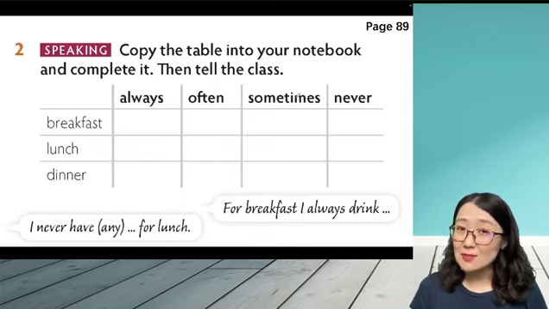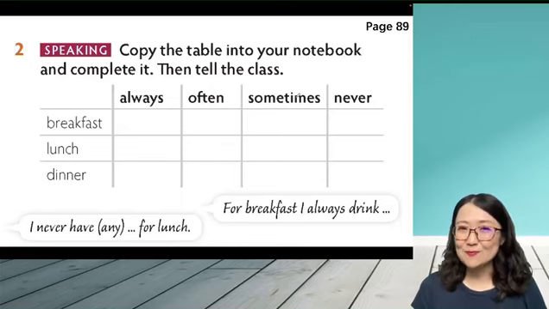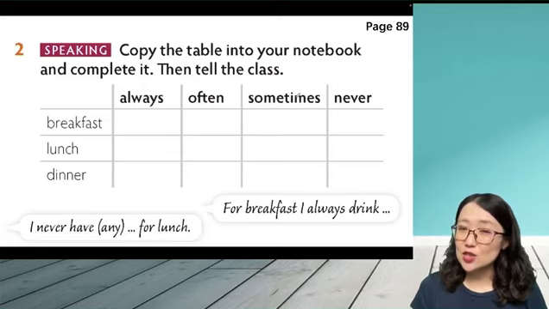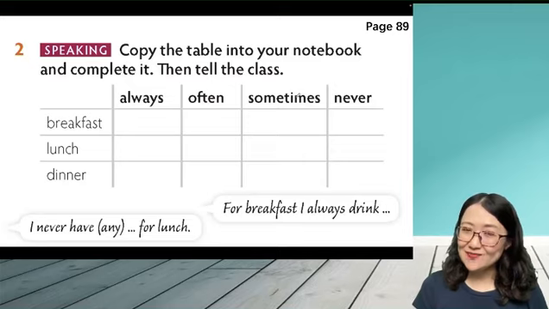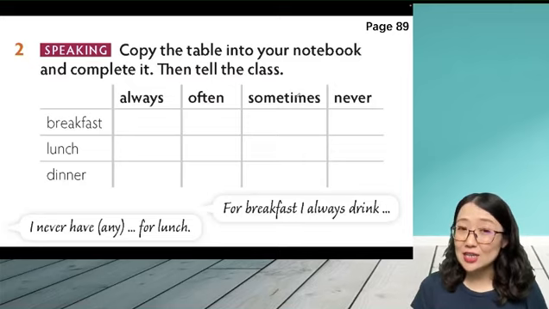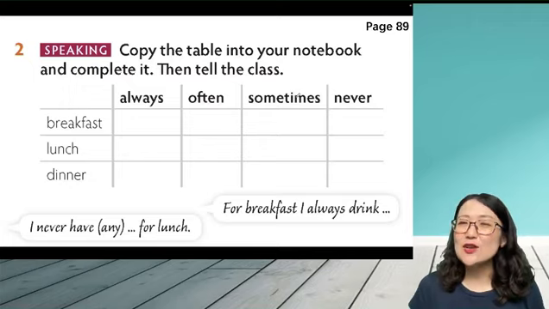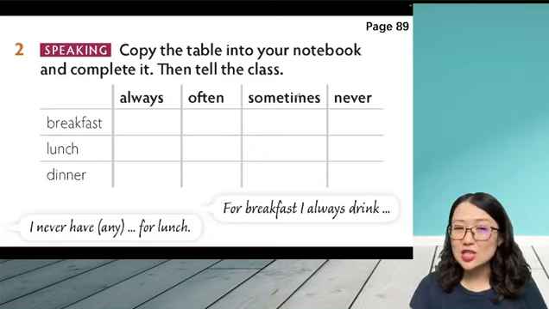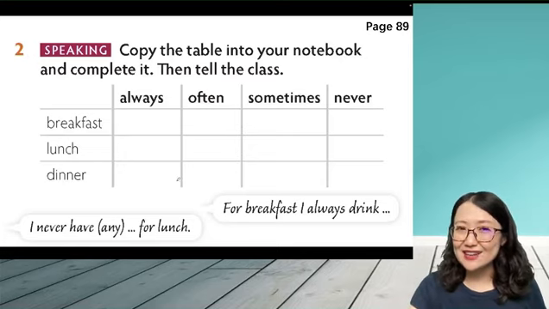And for lunch, I always have meat for lunch. I sometimes have rice for lunch. All right? So what do you have for lunch? And what about dinner? I always have vegetables for dinner. What about you? So you can think about your 3 meals and you can write the food that you eat on the places here. Okay?